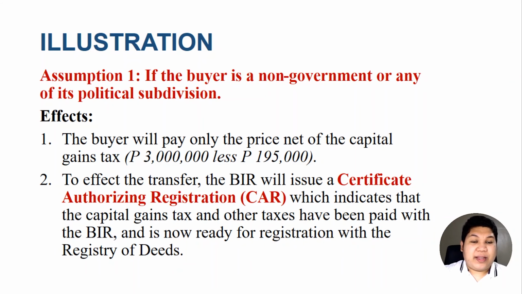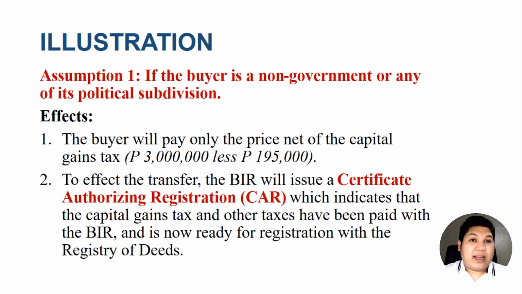To effect the transfer, the BIR will issue a certificate authorizing registration, or the CAR, which indicates that the capital gains tax and other taxes have been paid with the BIR and is now ready for registration with the Registry of Deeds. So if you are the buyer, if you are Maria, you should be the one to withhold the capital gains tax. And you should be the one to remit and pay that tax to the BIR before you can secure a certificate authorizing registration. What is a CAR? This CAR is an official document to be presented to the Registry of Deeds. You need this document before you can be entitled to the ownership of that real property.